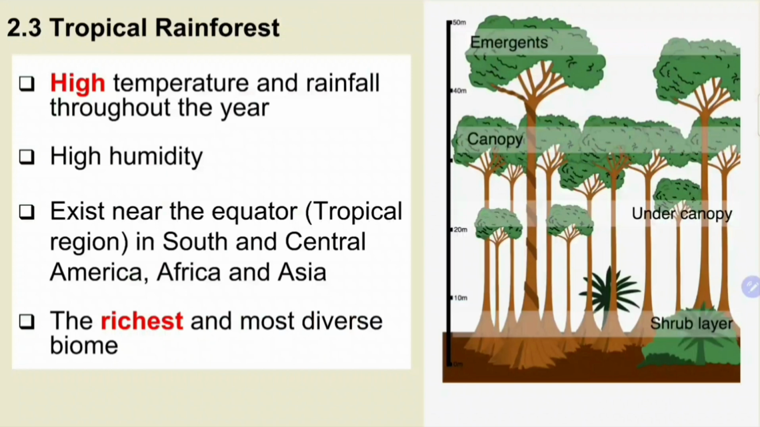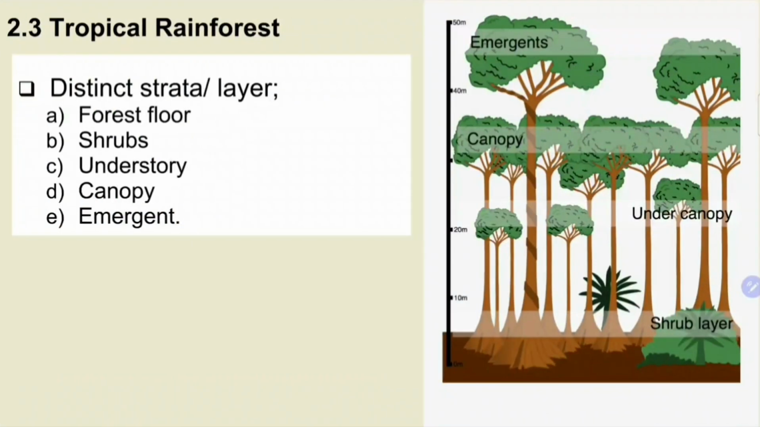Tropical rainforests can be found in South and Central America, Africa, as well as Asia, which includes Malaysia. Another important characteristic for tropical rainforests is they have the richest and the most diverse biome in comparison to all other biomes that can be found on Earth. The main defining characteristic for a tropical rainforest is its distinct strata or layers.